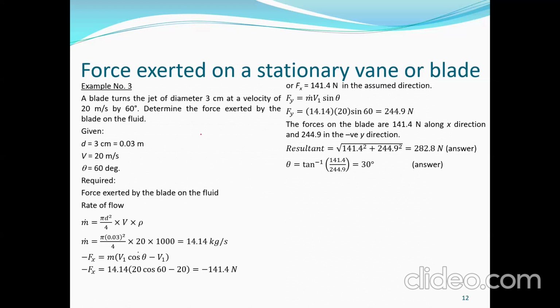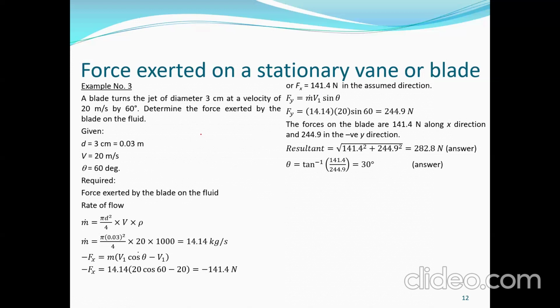Yan. So, kung ano yung sa formula, yun. Kasi yun ang required niya eh. So, hindi yung force exerted by the fluid on the blade. So, binaliktad yun. So, yan. Basahin niyo palagi yung required. Baka pag solution na trick kayo doon.